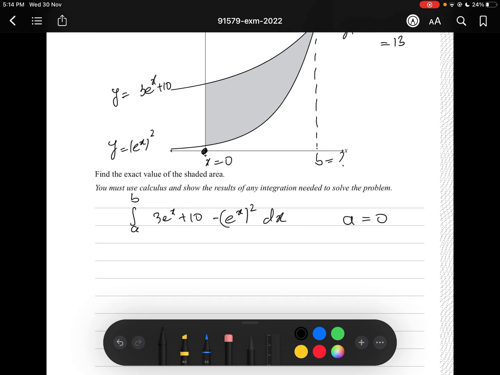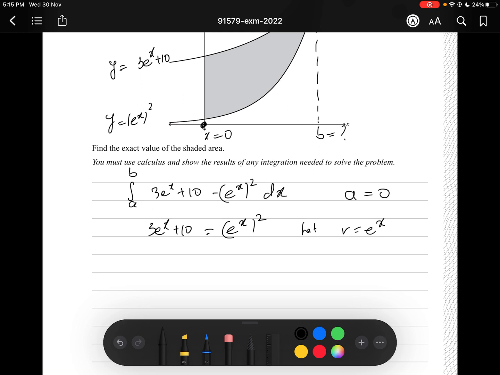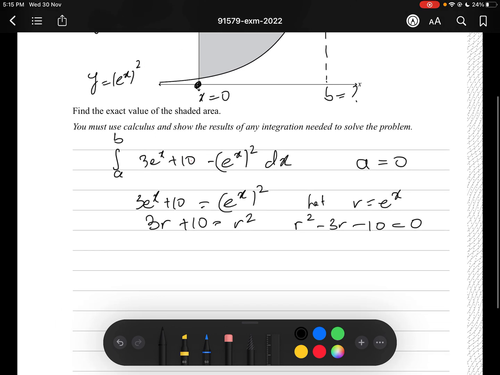To find this point, we find the intersection by making the two graphs equal to each other. So 3e to the power of x plus 10 equals (e to the power of x) squared. We have to use a substitution, since this is a quadratic in terms of e to the power of x. Let r equal e to the power of x. So 3r plus 10 equals r squared, so r squared minus 3r minus 10 equals 0. This factors nicely: (r minus 5)(r plus 2) equals 0. Therefore, r equals 5 or r equals negative 2.